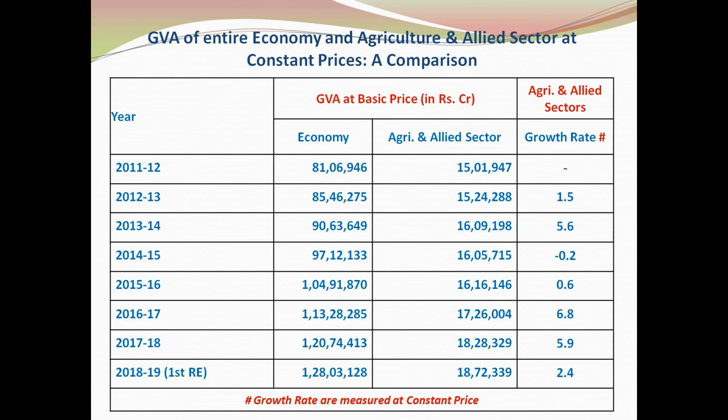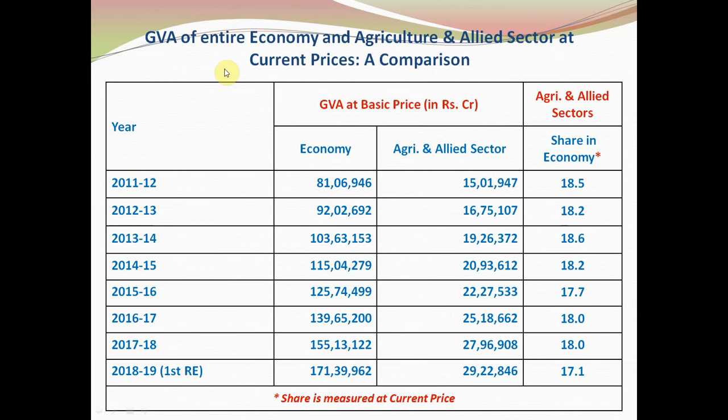Now, here for all over India, it is shown the GVA of the entire economy and agriculture and allied sector at constant price. So this is the economy of India and GVA at basic price in rupees crore, and this is for agriculture and allied sector. For agriculture and allied sector, this is the growth rate. And how do we calculate growth rate? Growth rates are measured at constant price. For example, between 2012 and the corresponding year, and for next year, growth is taken over previous year for constant values.